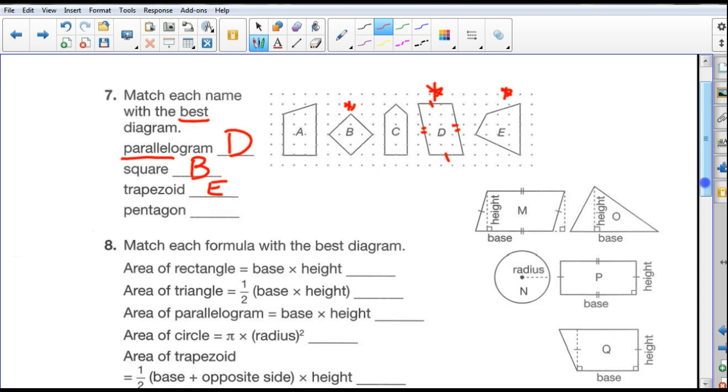And a pentagon, penta means 5. Okay, so which object has 5 sides? Well, it might be this one right here. 1, 2, 3, 4, and 5. So that would be C. That is a pentagon.